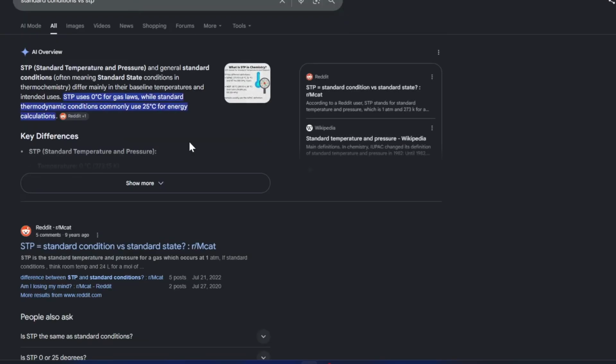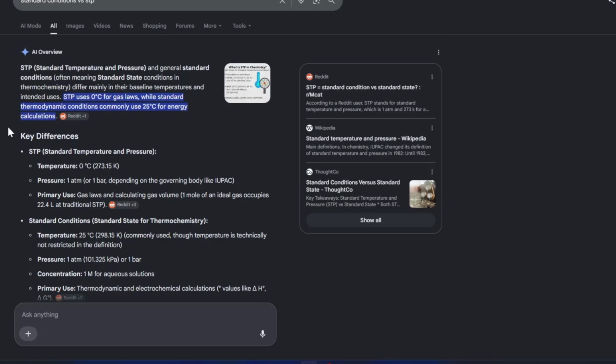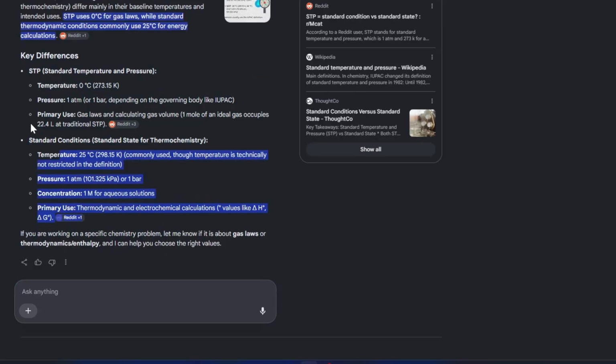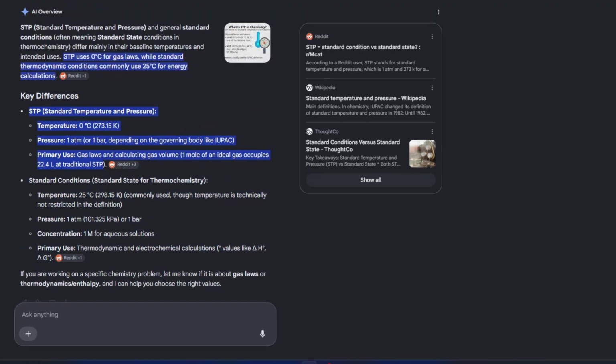I wanted to quickly go over the difference between standard conditions and STP, because they are different. STP is standard temperature and pressure, while general standard conditions, often meaning standard state conditions in thermochemistry, differ mainly in their baseline temperatures and intended uses. STP is for gas laws, and that's when you have 0 degrees Celsius, while standard thermodynamic conditions, the one we just looked at and are reviewing for thermochemistry, use 25 degrees Celsius for energy calculations. So you have to memorize the differences. When we use gas laws, and you'll see soon in the chapter about gases and ideal gases, STP is different from standard conditions.